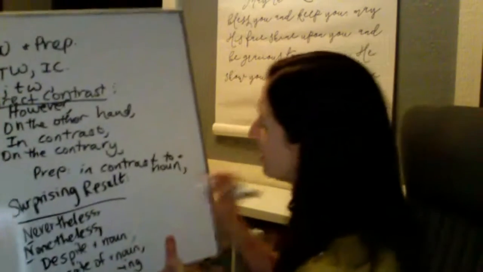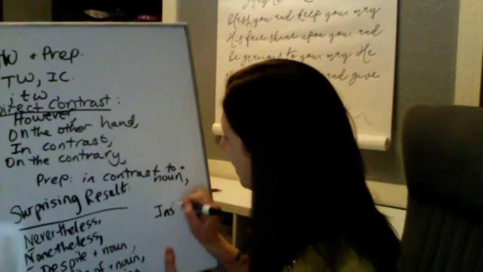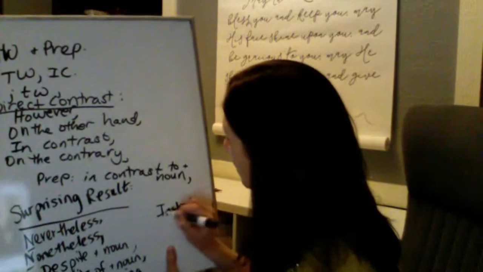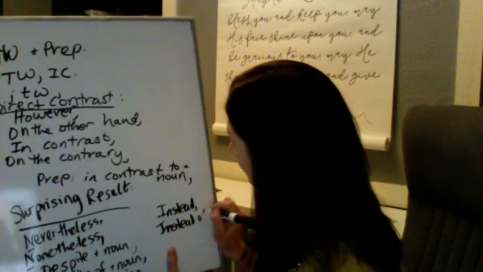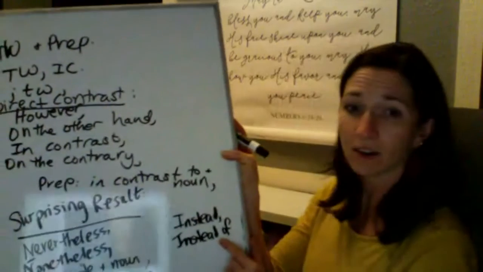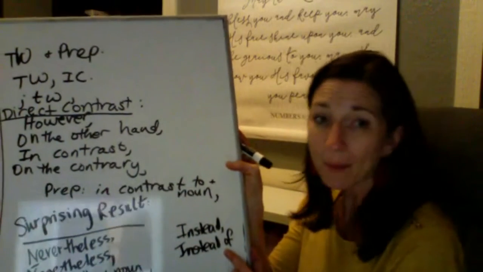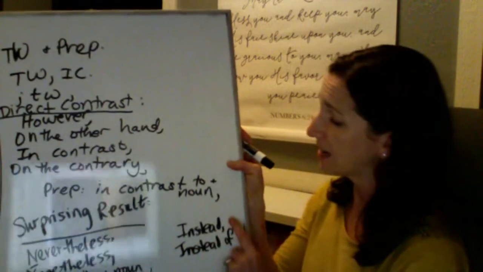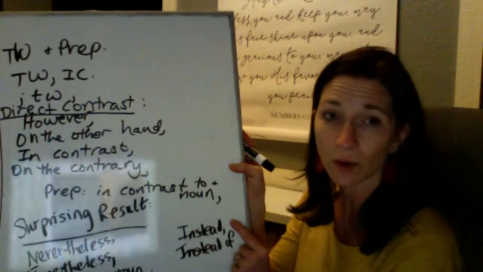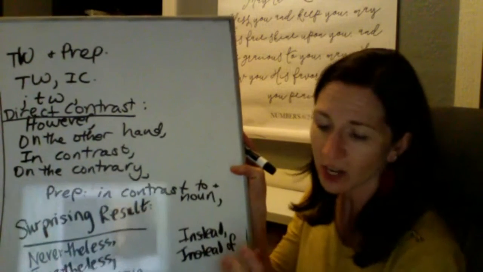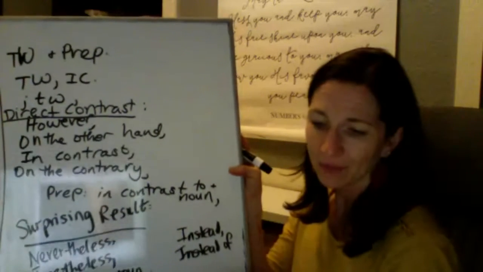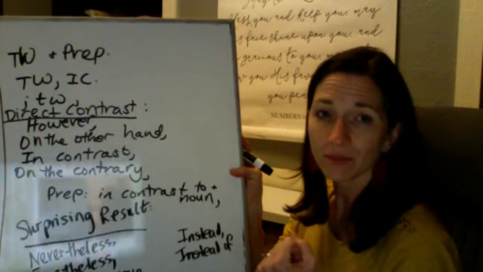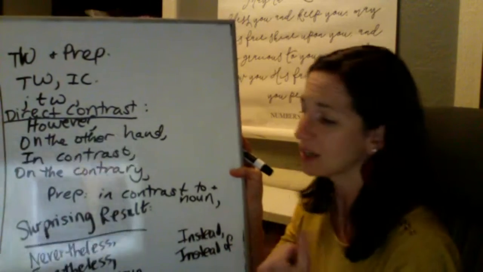One last one that we talked about is instead and instead of. Instead of, of course, being our preposition, and instead being our transition word. These are a little harder to understand the meaning. It is replacing one idea with another, right? Replacing one idea with another.